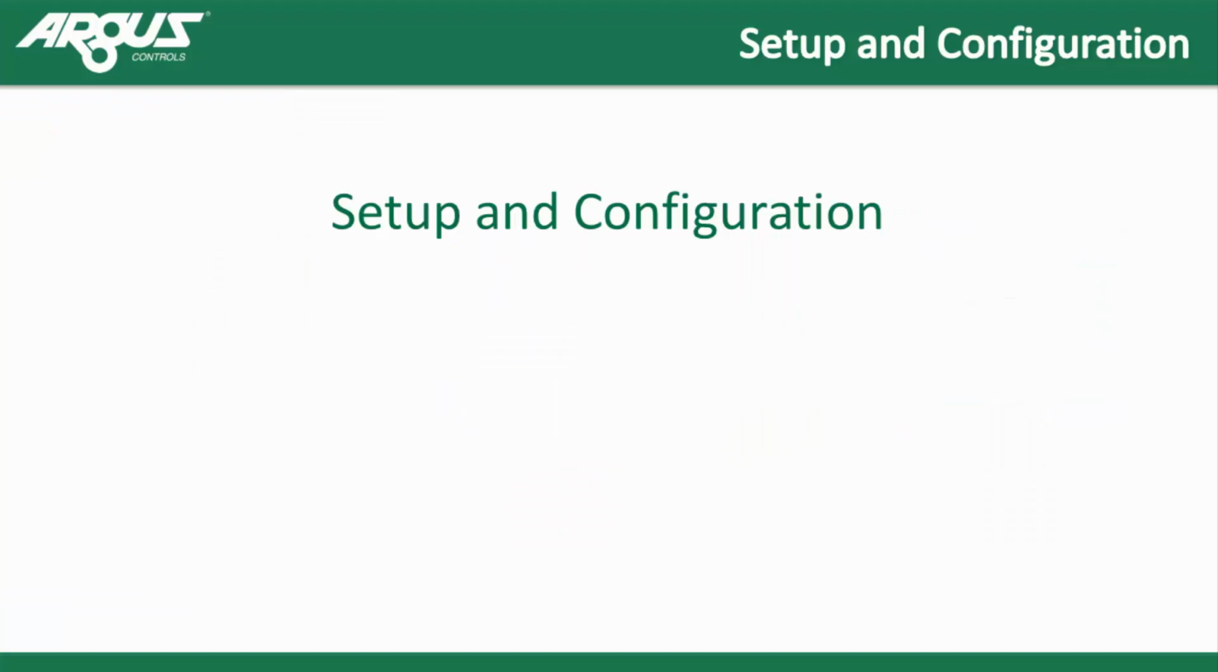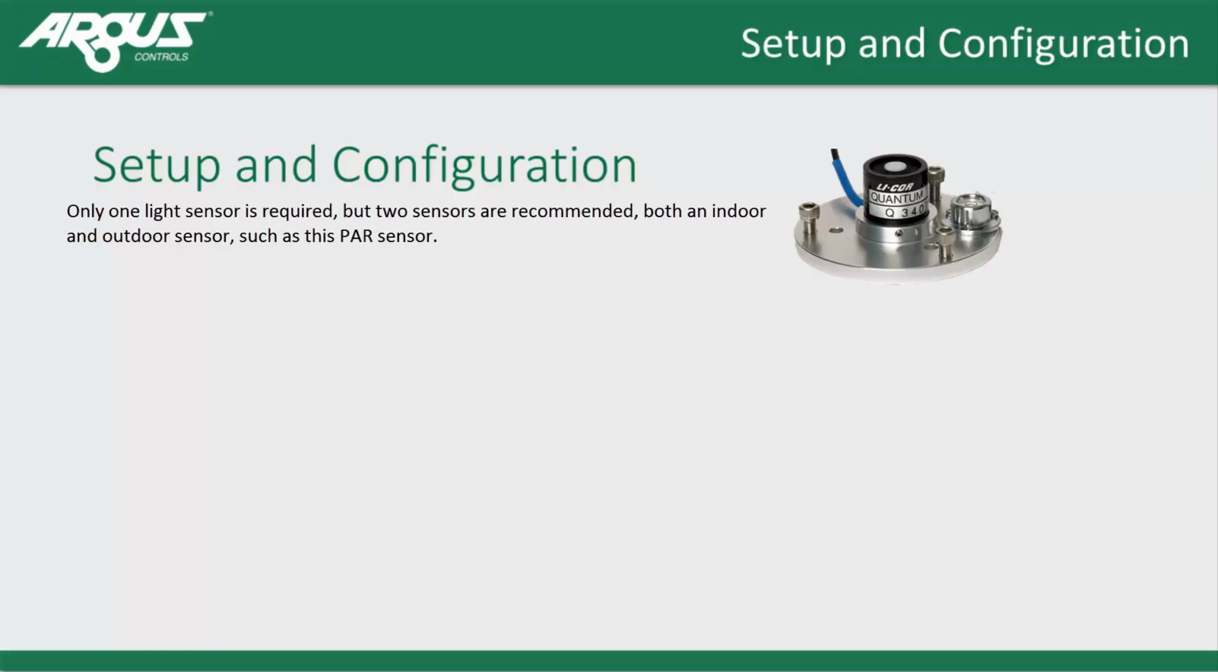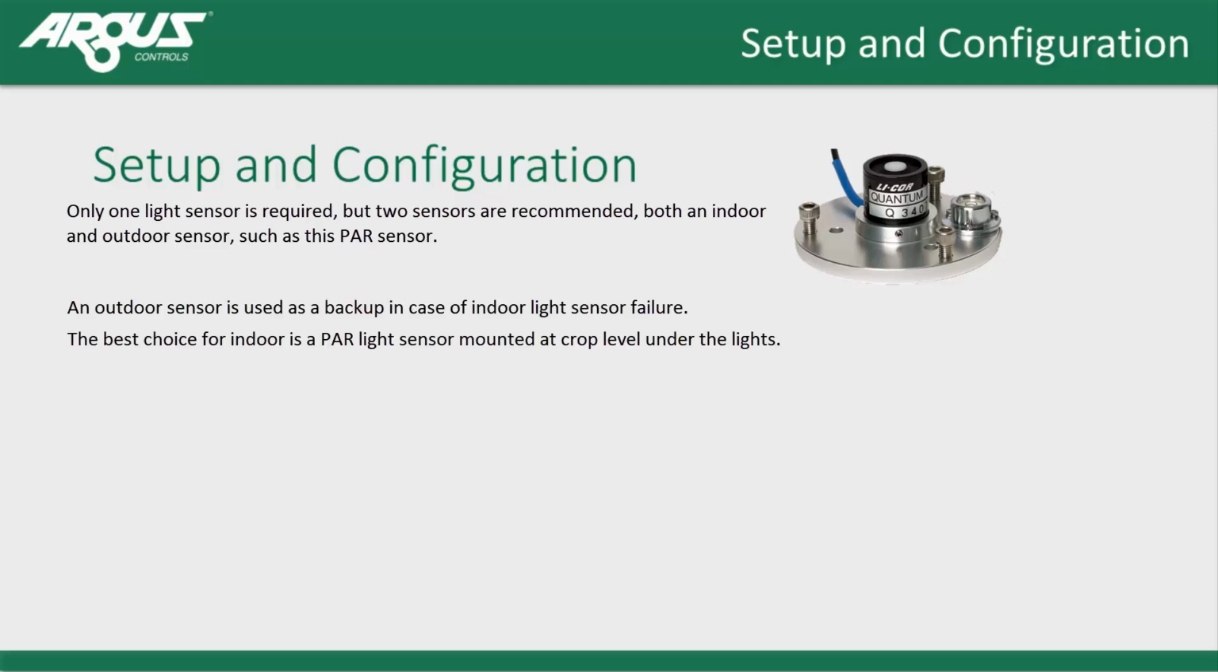Setup and configuration. Only one light sensor is required, but two sensors are recommended, both an indoor and an outdoor sensor. An outdoor sensor is used as a backup in case of indoor light sensor failure. The best choice for indoor is a PAR light sensor mounted at crop level under the lights.